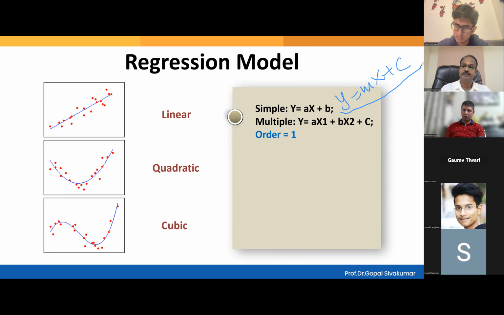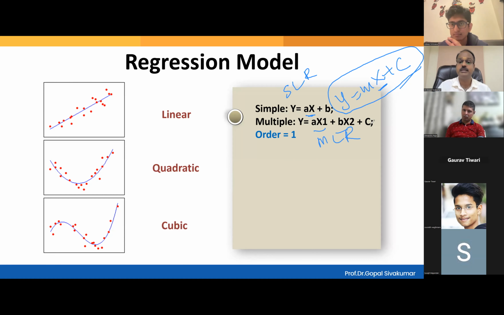Have you studied this, all of you? Equation of straight line. The school mathematics you all have studied. And now we are going to understand this a little deeper so that we can use it in our work. If there is only one X, your regression is known as simple linear regression. If there are more than one X, then your regression is known as multiple linear regression.